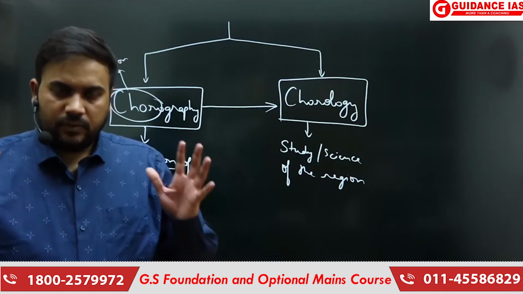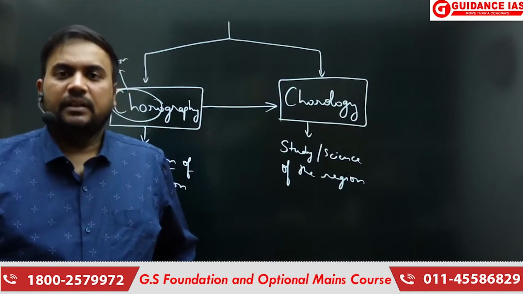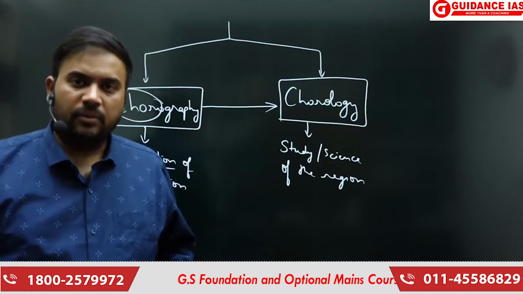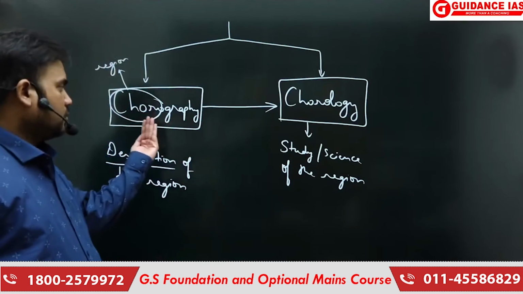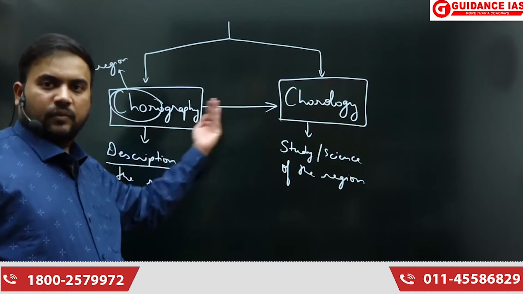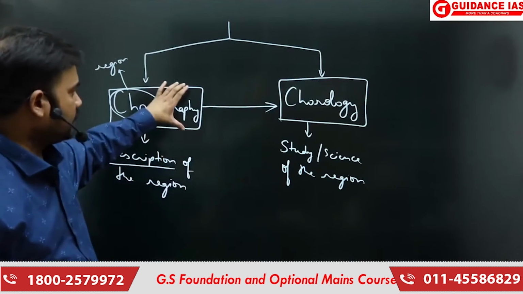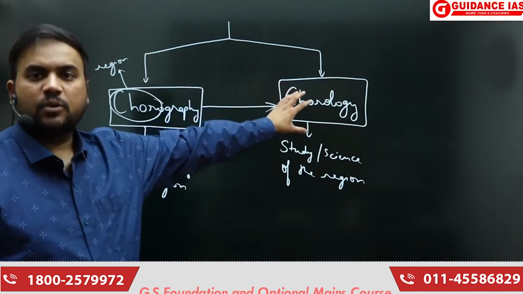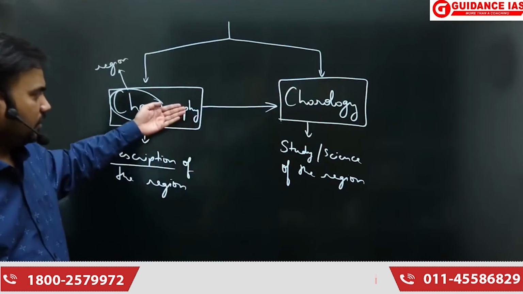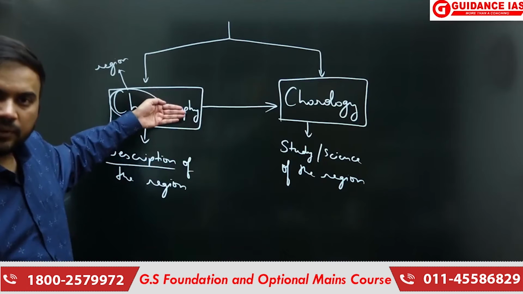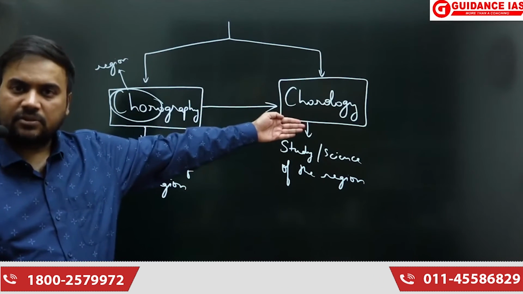Geographers always wanted to do that. We'll see in classes the main problem of perspective. What was the main problem? The main problem was that these were two steps considered as the two steps of regional geography. First was chorography and second was chorology. In these two steps, first you have to find out all the information and then you do the analysis of that information.